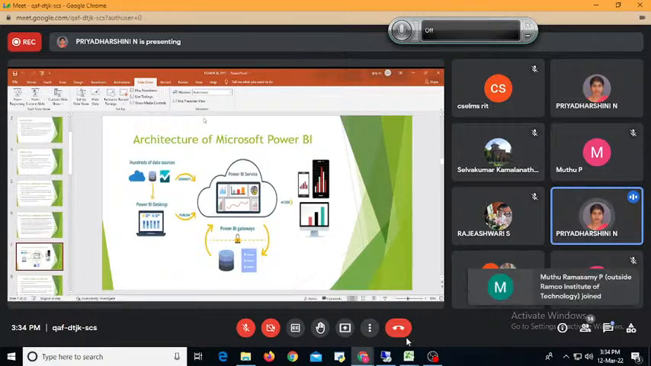So this is the architecture of Microsoft Power BI, where hundreds of data sources are available in any place, like the cloud or whatever databases are available. Then it is connected to the Power BI service. Before that, we will be installing Power BI Desktop, or we can connect to the Power BI online service, where we do all the other manipulations as the next step, and then you publish it in the URLs.